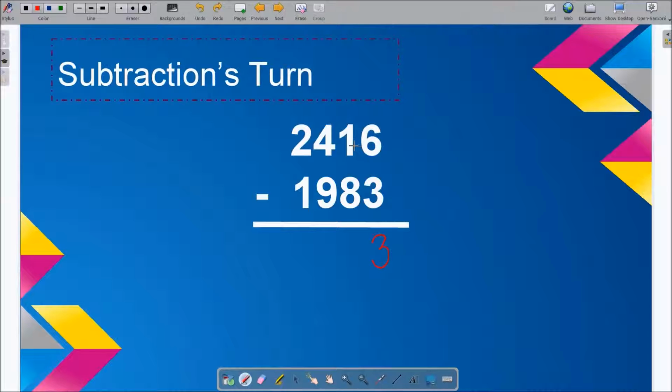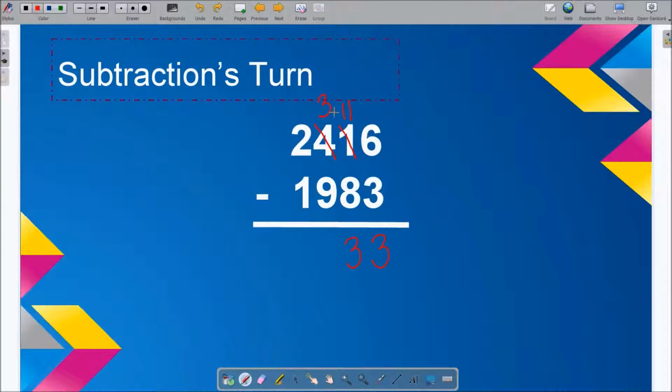And then here's where we encounter a problem. I cannot do 1 minus 8. So here is where I have to borrow. I'm going to borrow from the 4, turns it into a 3, and then that gives me an extra 1 here, which turns this into an 11. Now I can do 11 minus 8, that gives me another 3.